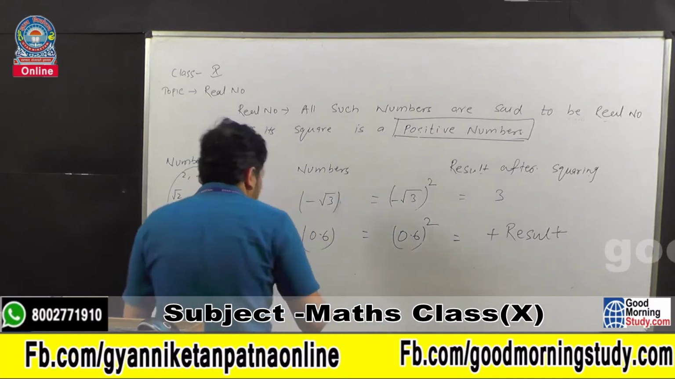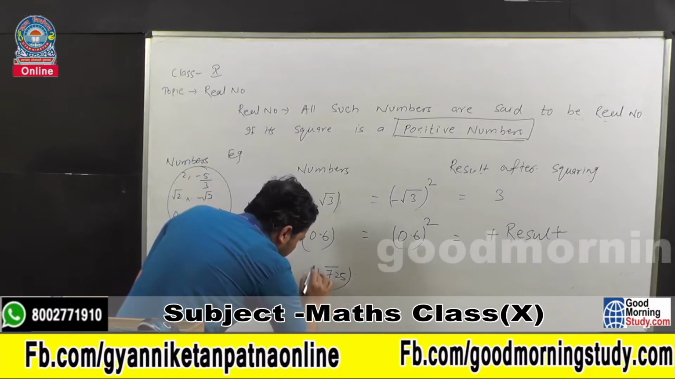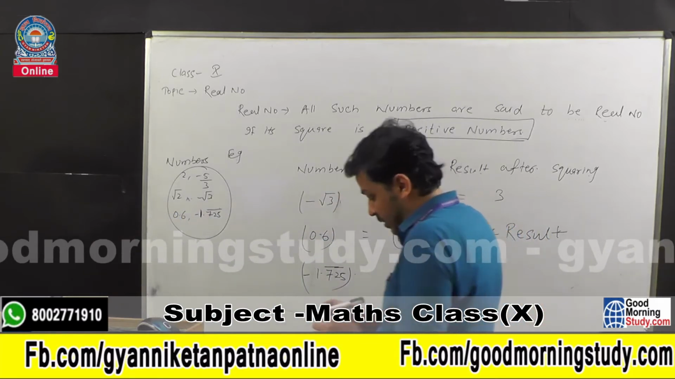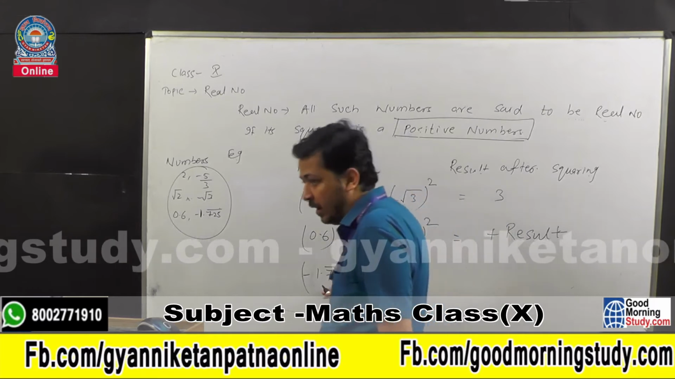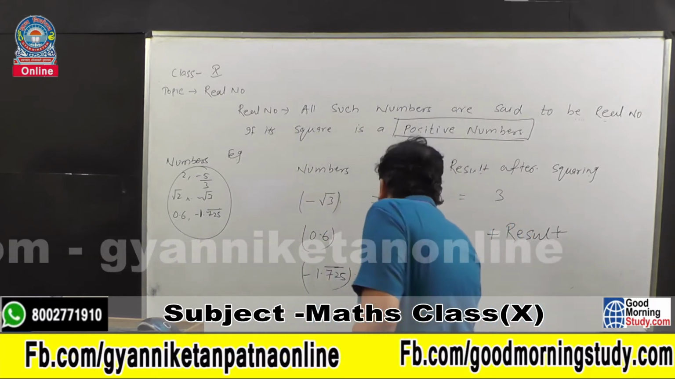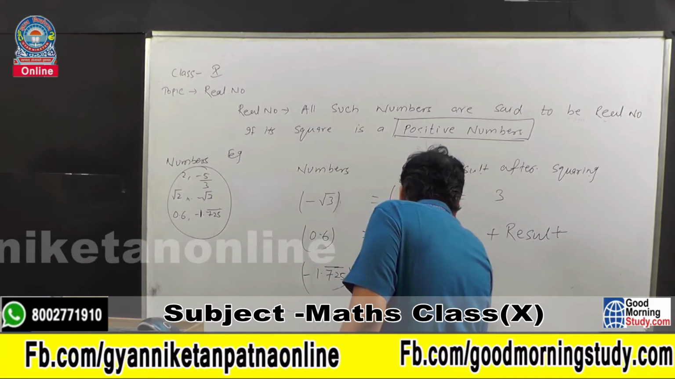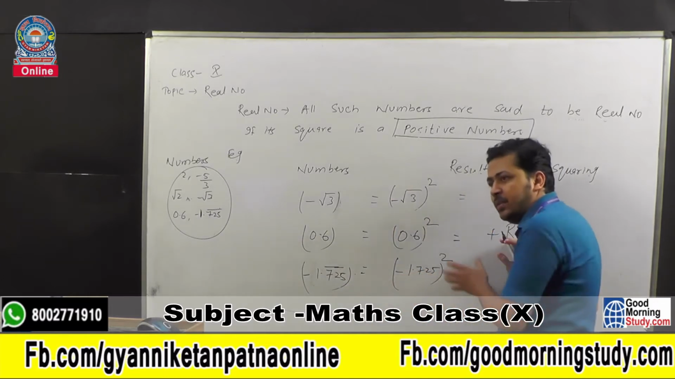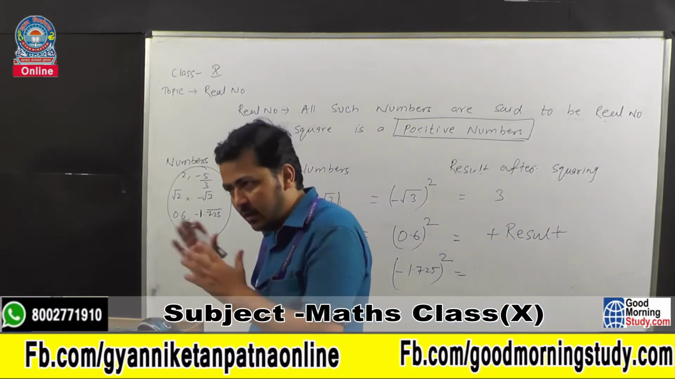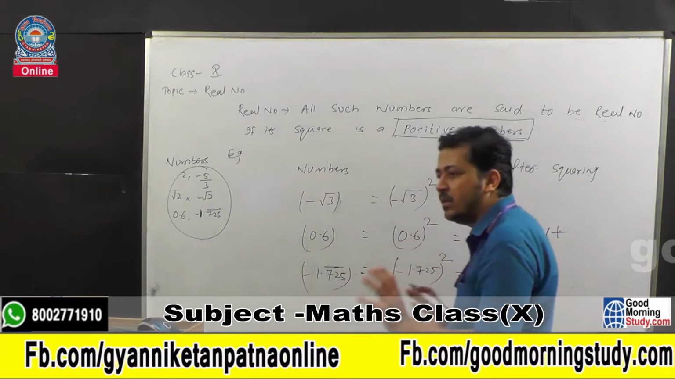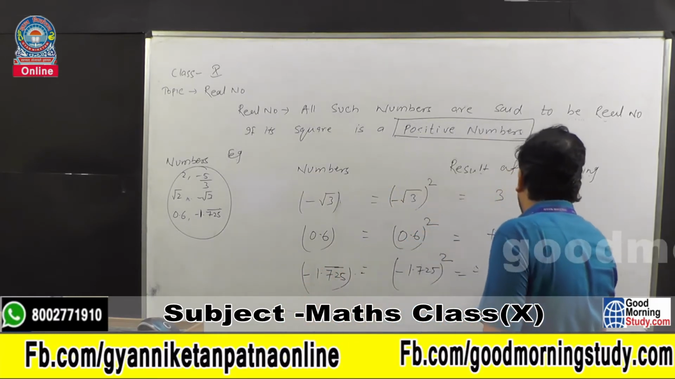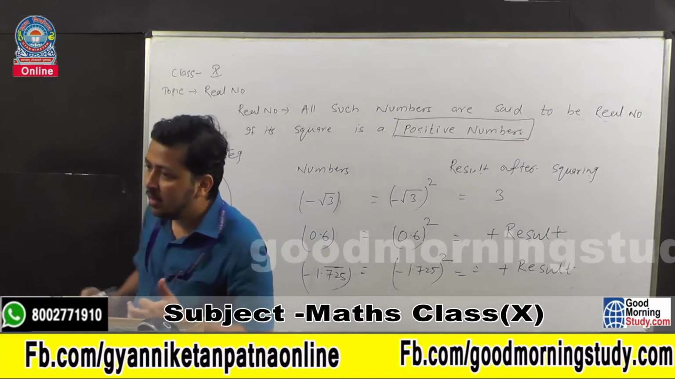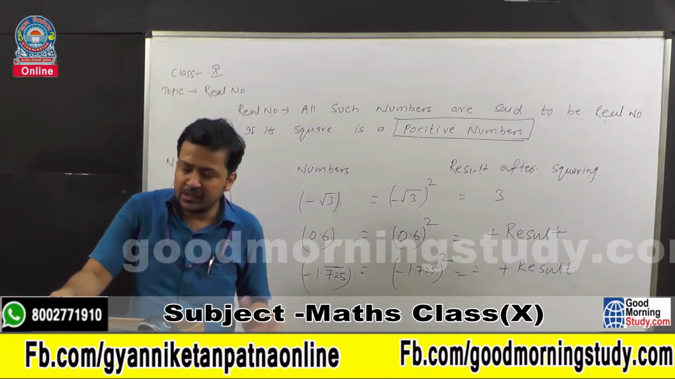Okay. Now let's see minus 1.725 with a bar. In 9th class you have seen that a bar is used. It is a recurring, repeating and non-terminating number, so that's why I have used the bar here. Now see, minus 1.725 bar and then the square. Now tell me, what will be the result, positive or negative? It will be positive. So you can say that minus 1.725 bar is a real number. So these are the basic things of the real number.